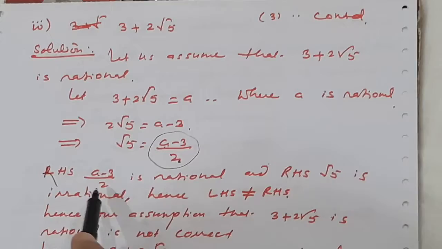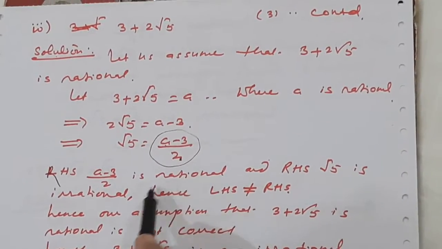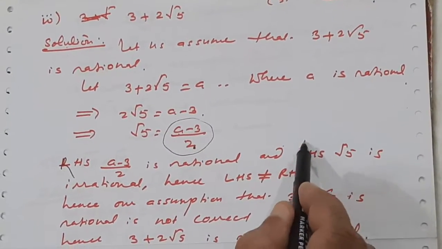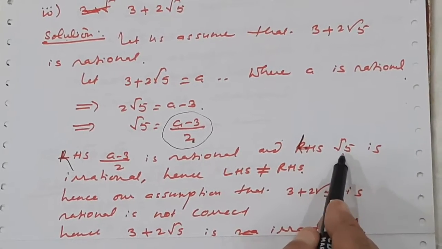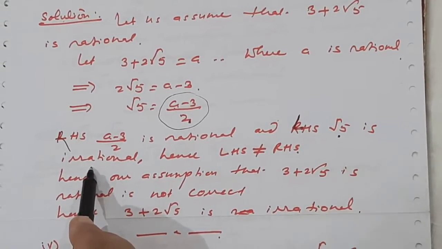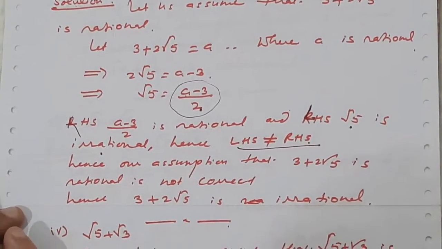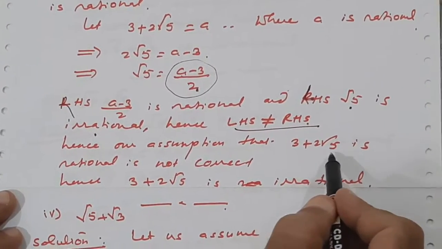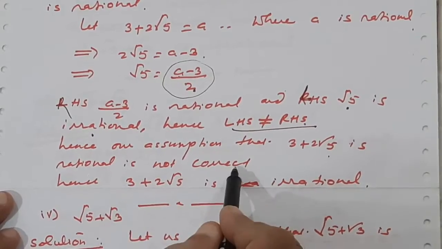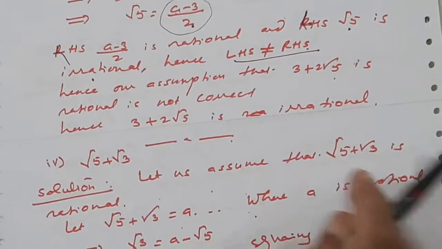Right hand side a minus 3 upon 2 is rational, and left hand side root 5 is irrational. So hence left hand side is not equal to right hand side. Hence our assumption 3 plus 2 root 5 is rational is not correct, and hence 3 plus 2 root 5 is irrational.